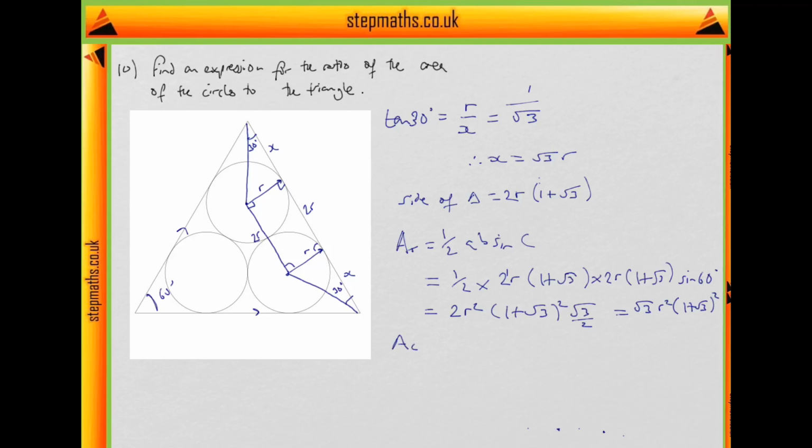And the area of our circles, so that's all 3 circles, we'll call A circles, is simply 3 pi r squared. So what's our ratio? Well, that's going to be the area of the circles over the area of the triangle, which is 3 pi r squared over root 3, (1 plus root 3) squared r squared, which is simply root 3 pi over (1 plus root 3) all squared.